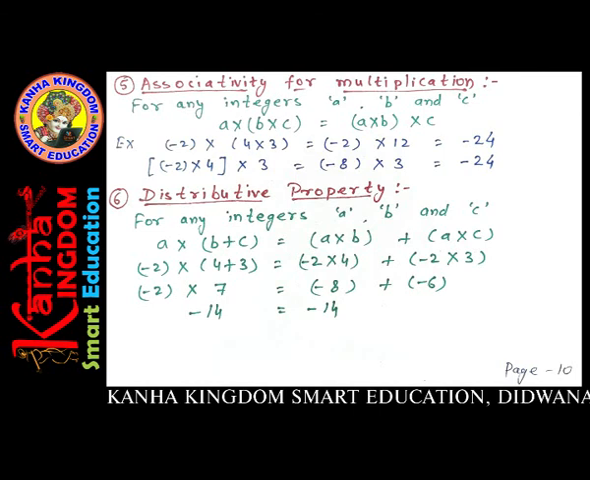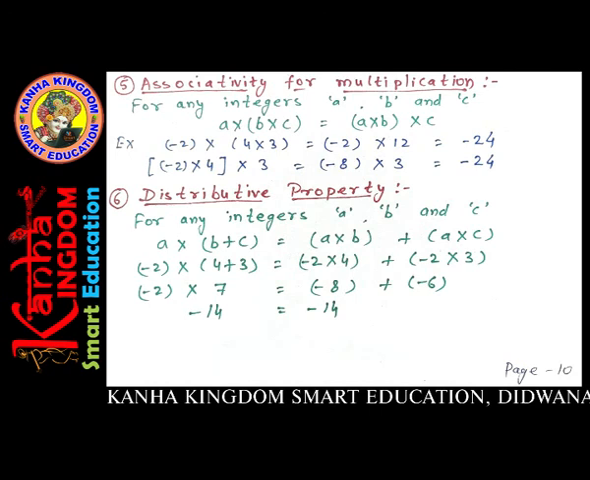Fifth property is associativity for multiplication. For any integers a, b and c, we can multiply 3 digits from the right side or from the left side. A multiply bracket b cross c is equal to bracket a multiplied by b and then multiplied by c.